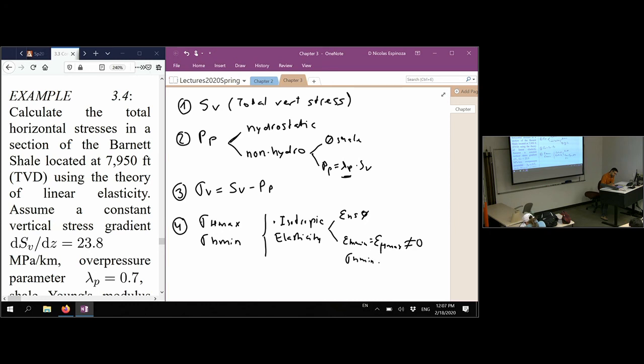In this particular problem, you're going to have to use the long equations because your tectonic strains are not equal to 0. In the case in which your tectonic strains are equal to 0, it's very easy.